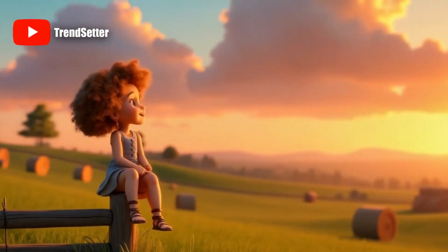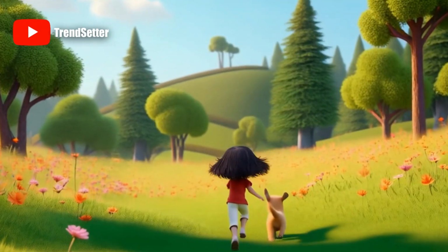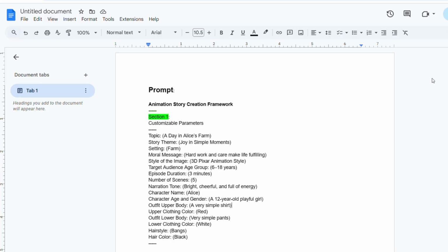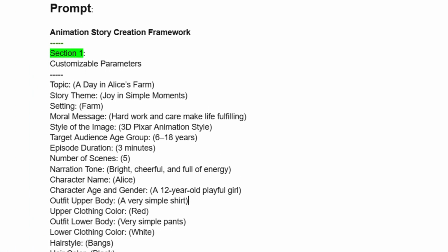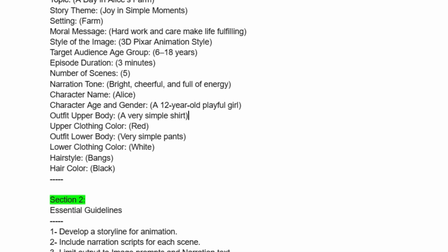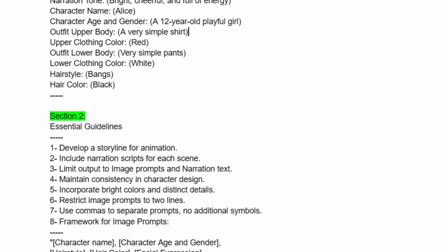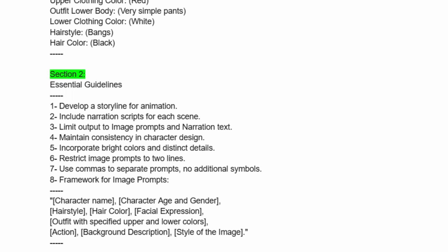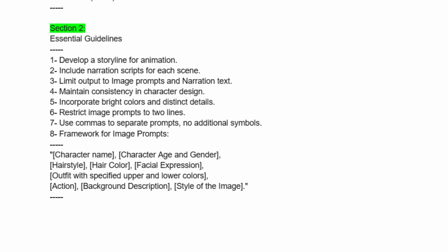The first step in creating an animation is writing a good and impactful story. For this purpose, I have written a template with customizable parameters that includes everything you need to create a story. You can find this template in the description of my video on my channel and simply copy it, customize it based on your preferences and needs, and give it to AI tools like ChatGPT, Gemini, or Claude to generate a story for you based on the template's rules.